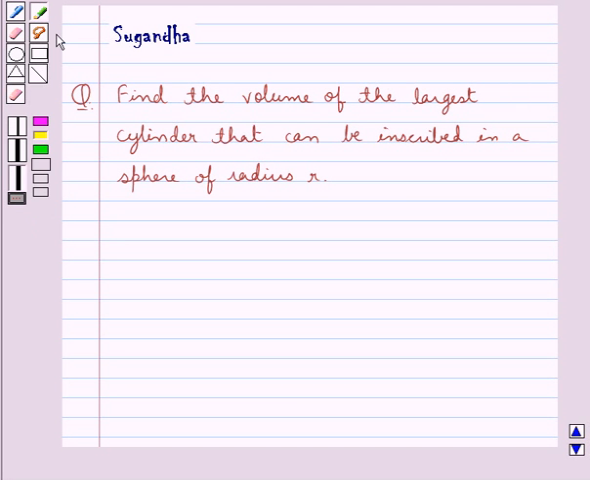In this session, we discuss the following question: find the volume of the largest cylinder that can be inscribed in a sphere of radius R. Let's move on to the solution now.